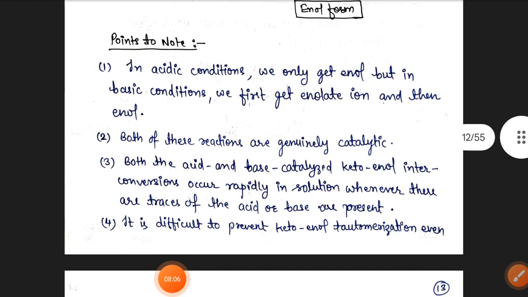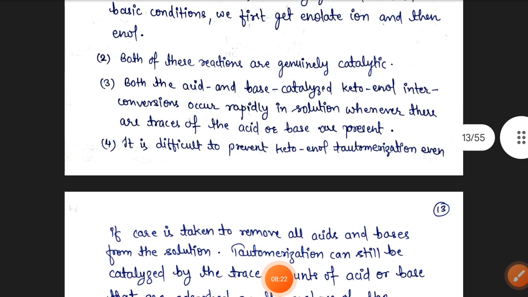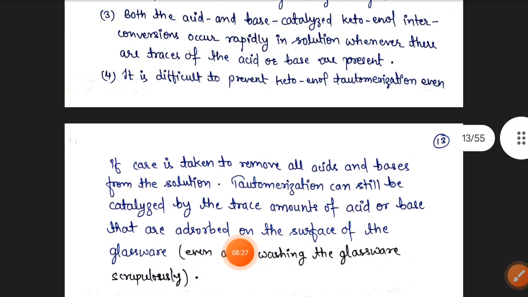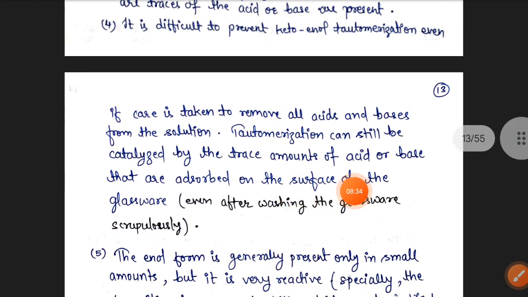Both of these reactions are genuinely catalytic, and both the acid and base catalyzed keto-enol interconversions occur rapidly in solution whenever traces of acids and bases are present. It is difficult to prevent keto-enol tautomerization even if care is taken to remove all acids and bases from the solution. Tautomerization can still be catalyzed by trace amounts of acid and base that are adsorbed on the surface of the glassware.